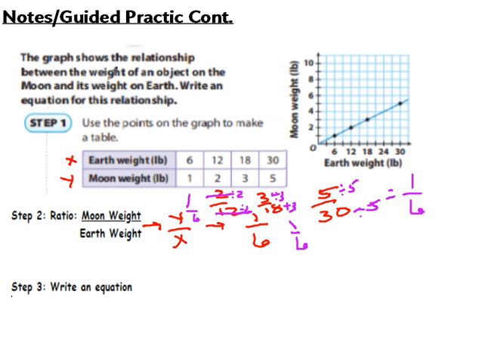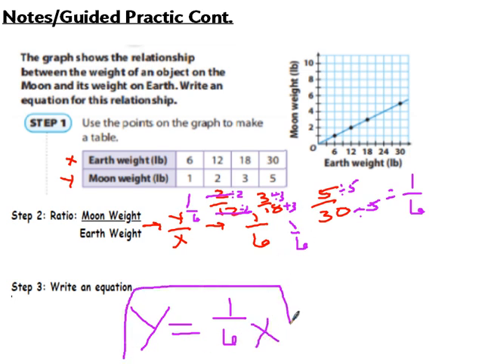Now if you got 6 over 1, that means you did x over y, which is incorrect. It does show you that it's a proportional relationship because you got the same thing every time. However, you're not going to get the right constant of proportionality, because my constant of proportionality is 1 over 6. And we get to leave it as that fraction. I don't have to actually divide and change it to a decimal.